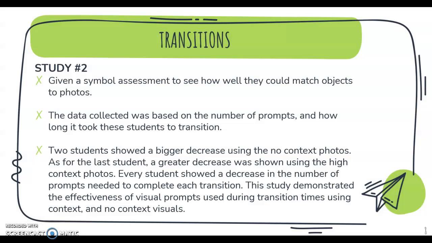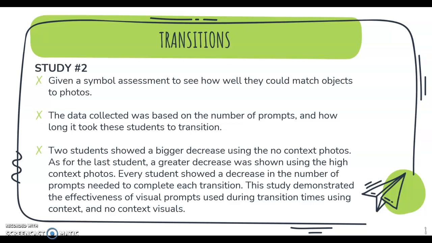For the second study, it also supported the use of visual schedules for transitions. This study involved 3 students with autism that were chosen and given a symbol assessment to see how well they could match objects to photos. The assessment also involved collecting data on the students' communication throughout the process, and 8 sets of highly preferred toys were spread out around a room. 2 types of photographs were also prepared.